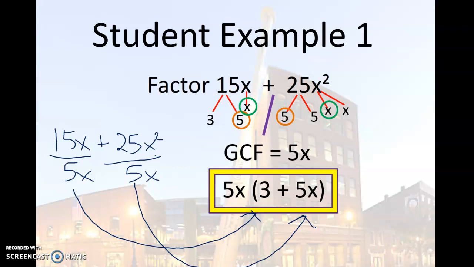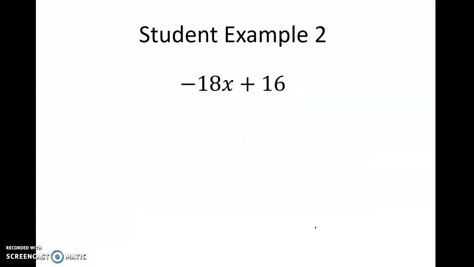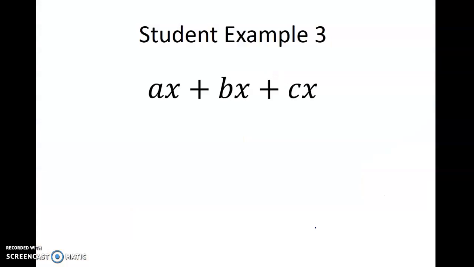All right, are you ready to practice 2 of these on your own? You have student example 2 and student example 3. Find the GCFs and factor them out.